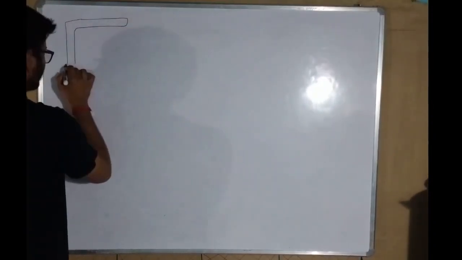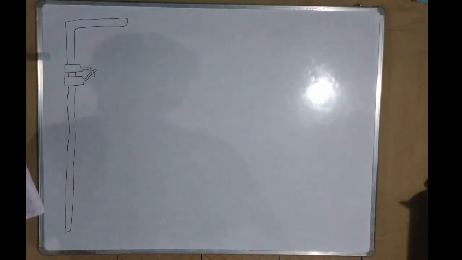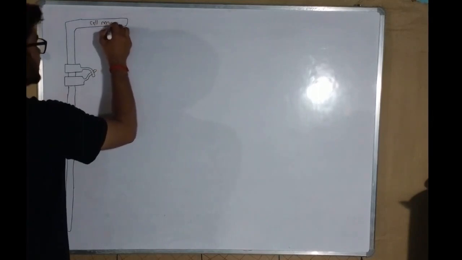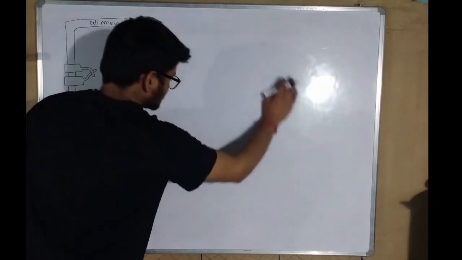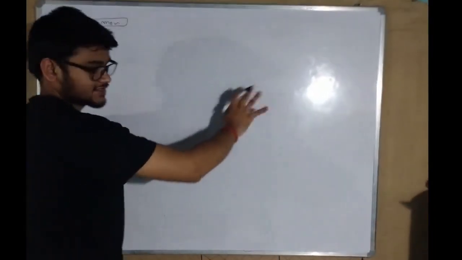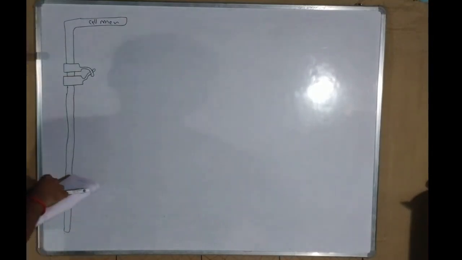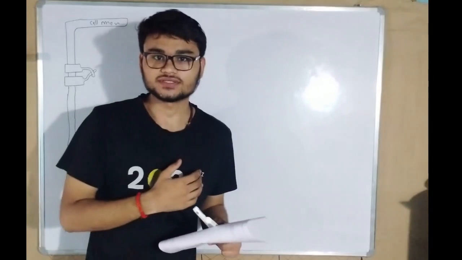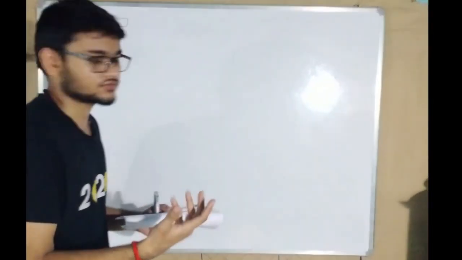Let me draw a diagram first. So this is our diagram, and this is our cell membrane. Here it is outside of the cell, and this is totally inside of the cell. What is going on inside of this cell? There are many chemical compounds that can trigger the activation of mitotic cell division, and those compounds are generally referred to as mitogens. We all know that.